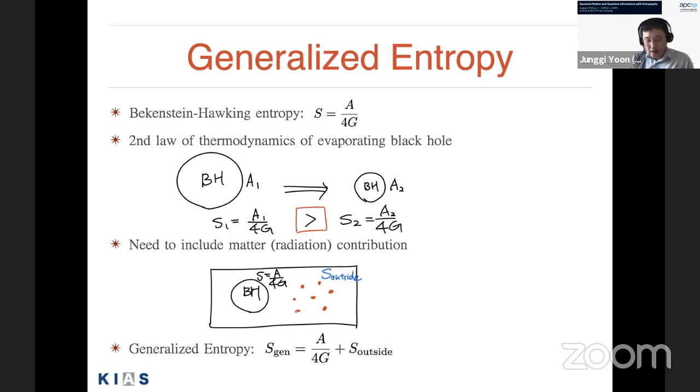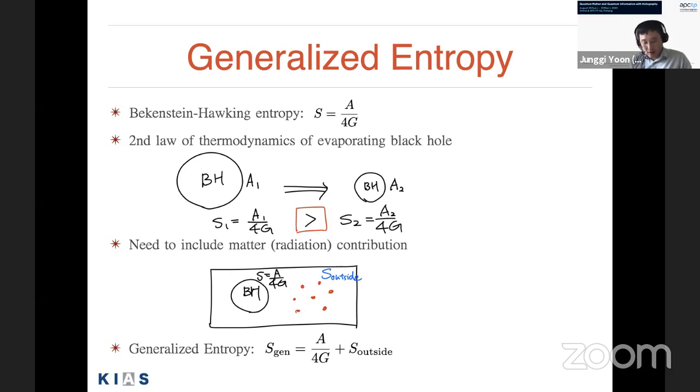So when the black hole is evaporated, the area of the black hole will decrease. Then it seems that the entropy decreases, which sounds like a violation of the second law of thermodynamics. However, this second law is valid only for a closed system, not an open system. So in order to explain the second law, we need to consider a closed system, which has to include not only the black hole, but also the radiation and the matter outside of the black hole.